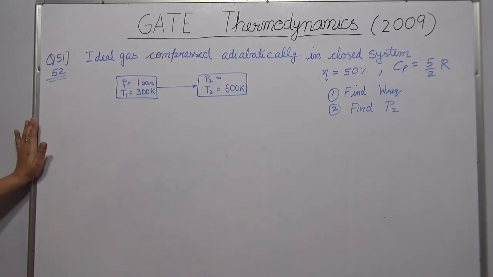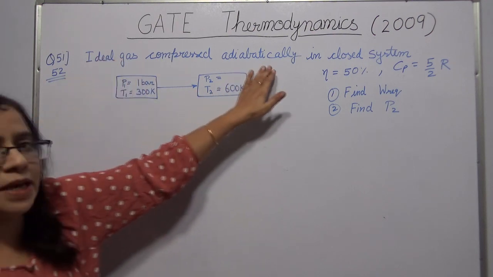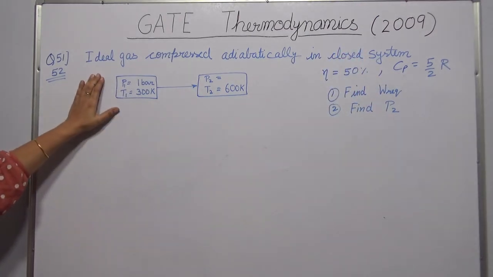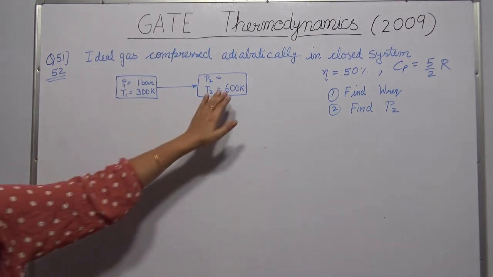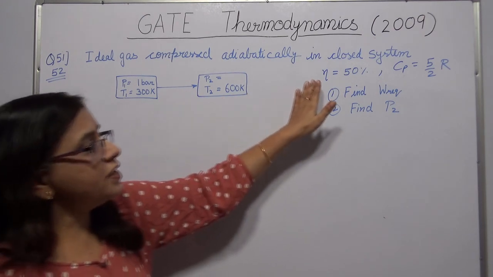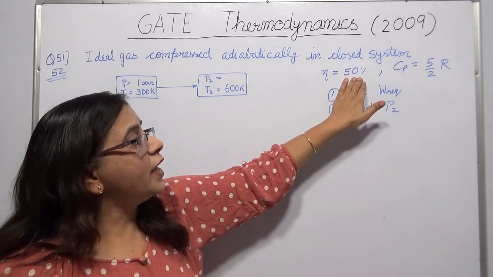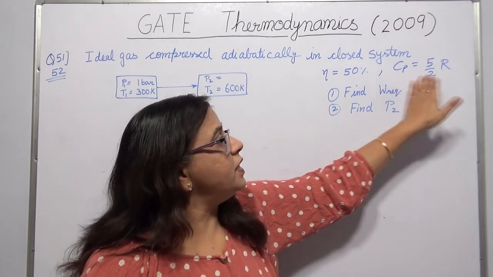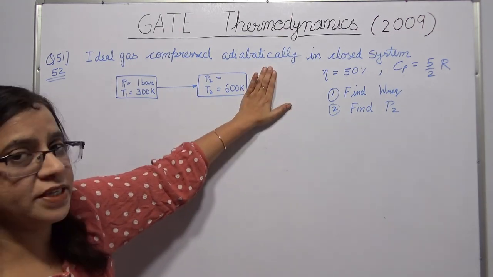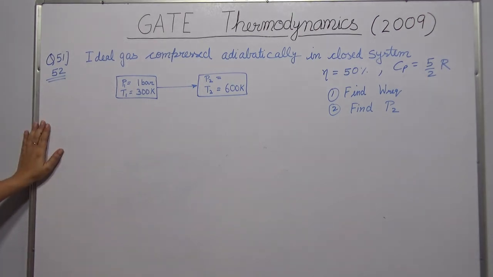The next question again involves compression of an ideal gas, but this time it is done adiabatically in a closed system. They have said that this gas is compressed from a pressure of 1 bar and temperature of 300 Kelvin to a final pressure P2 and a final temperature T2 of 600 Kelvin. Further, the mechanical efficiency of this process is 50%, and the value of Cp is 5 by 2 R. They ask you to calculate the work required to compress this gas and the final pressure P2. A very straightforward problem.